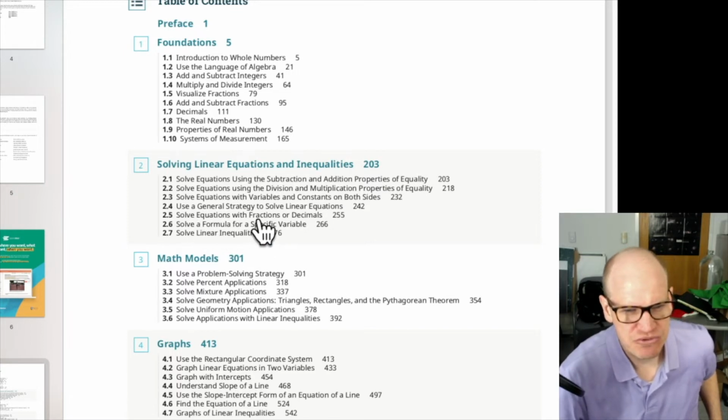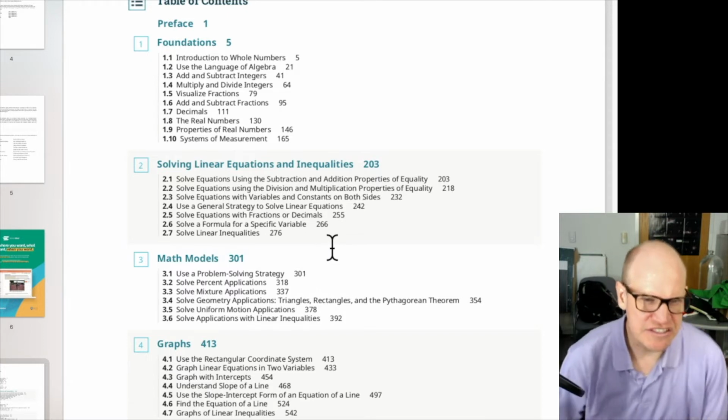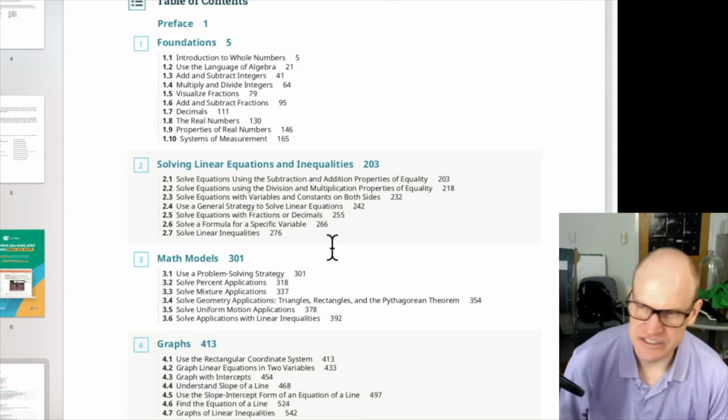Solve equations with fractions or decimals. Also, that's the same thing. Solve a formula for a specific variable. Now that's going to be a little bit different, so that's going to be useful. And solve linear inequalities. Okay, so far so good. That doesn't seem so bad. All right, let's get started then with linear equations.